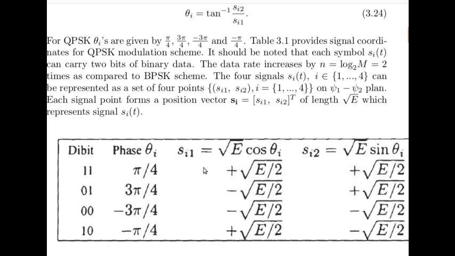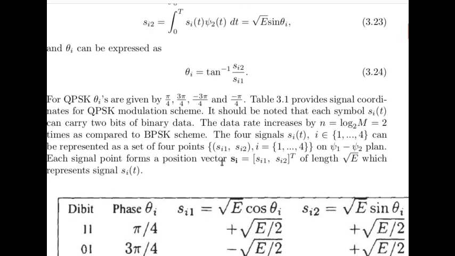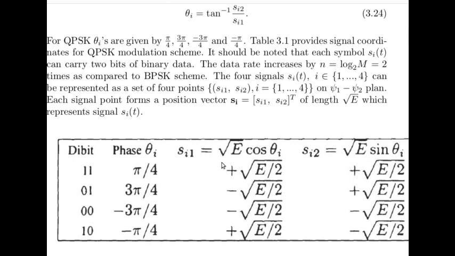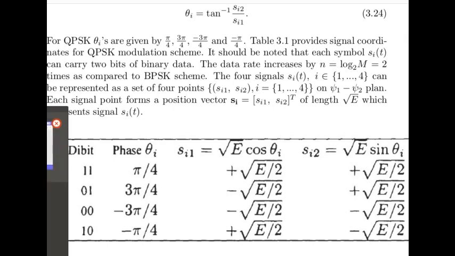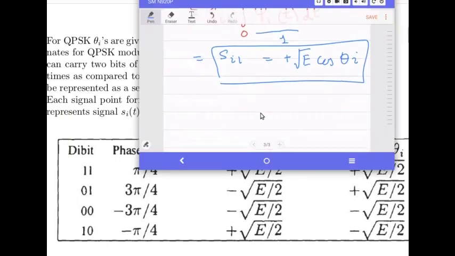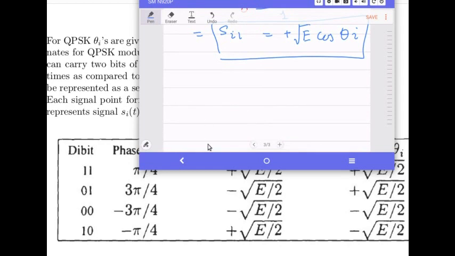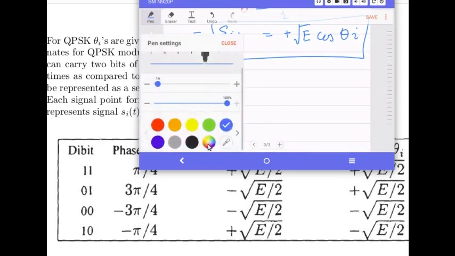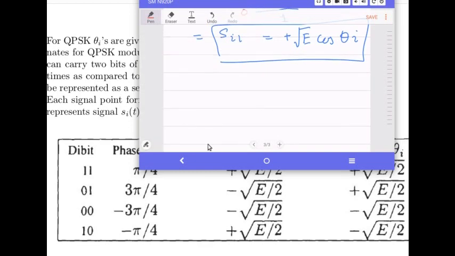If you observe your signals, from theta in the generalized expression I gave you for MPSK, you get pi by 4, 3 pi by 4, minus 3 pi by 4, minus pi by 4. But the concept given here is important, because your data would usually be in the form of ones and zeros. Suppose this is your data: 1 1 0 0 1 0 1 0 0, something like this. Usually your data is in the form of bits.